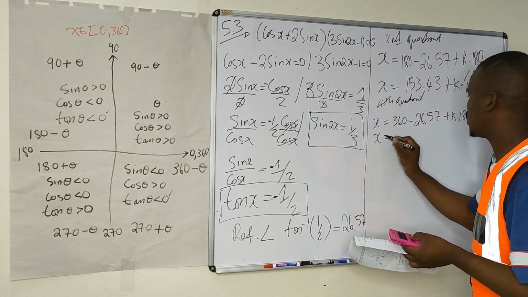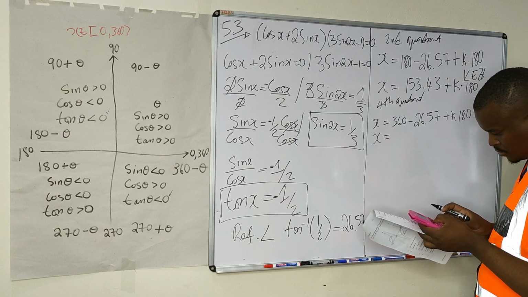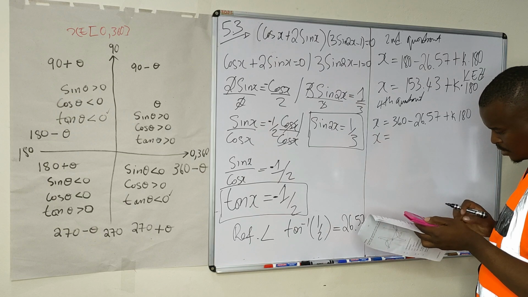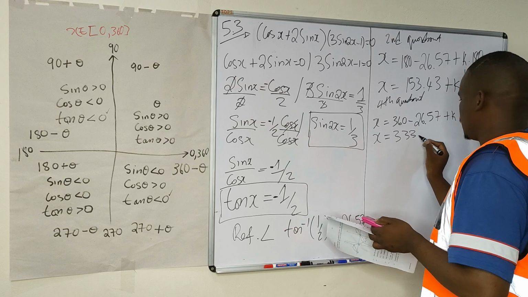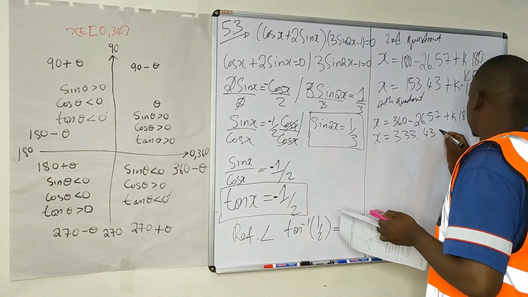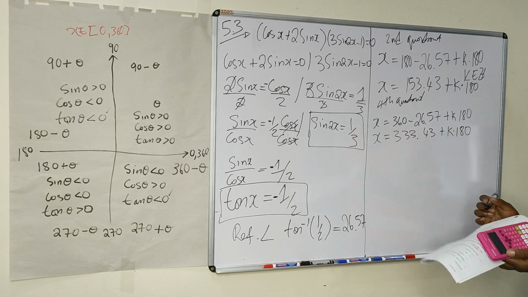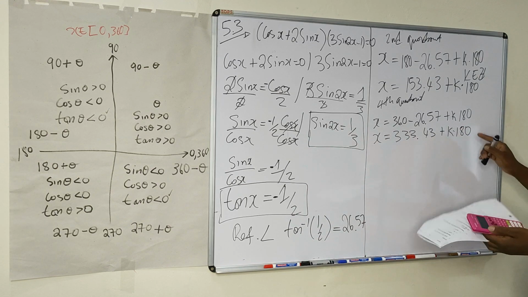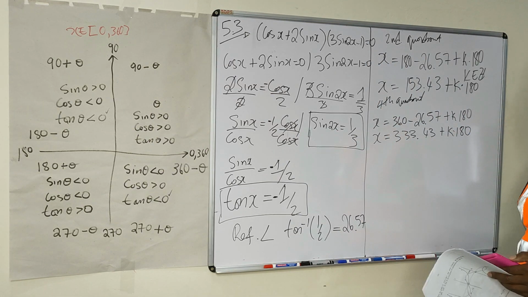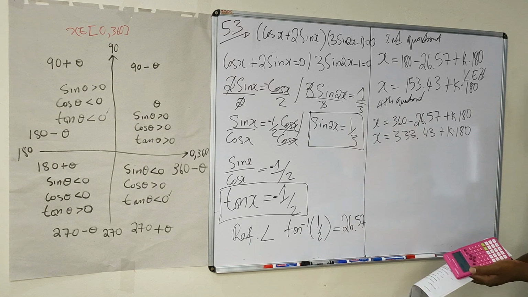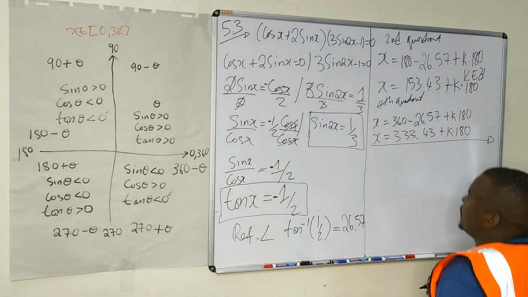So it's going to be 360 minus our reference angle, which is 333.43, plus k 180. This is the period of what? These are multiples of the period of tan, which means same position over different periods. That's what this means. So we're done with the general solution for tan. So we go to this one.